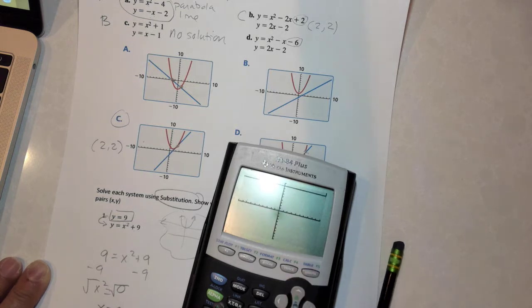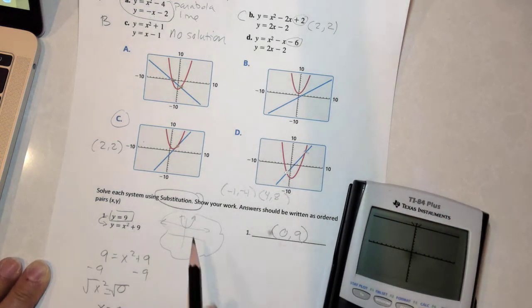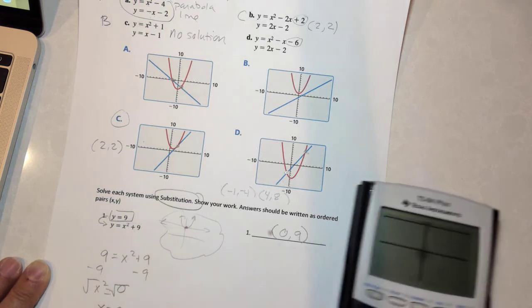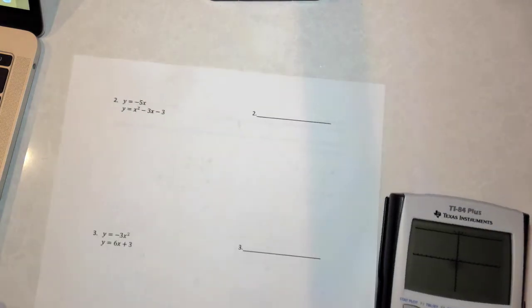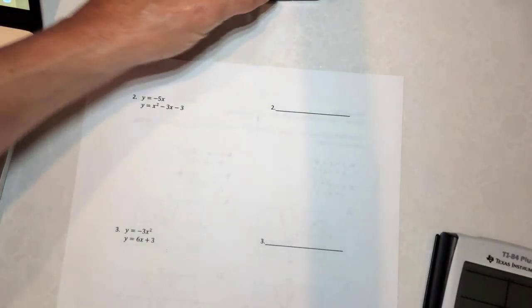So there's my horizontal line, and my parabola is actually going to be way above that, so I'd have to zoom out to see it better. But it's sitting right on there, and the only point of intersection that they have, and therefore the only solution, is 0, 9.